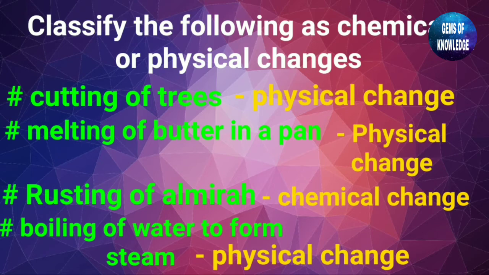Rusting of almirah. So here you can see when the almirah is rusted, we cannot change it back into the pure form. It is a completely damaged piece. So that is what changes its chemical composition. So we can say it is a chemical change.